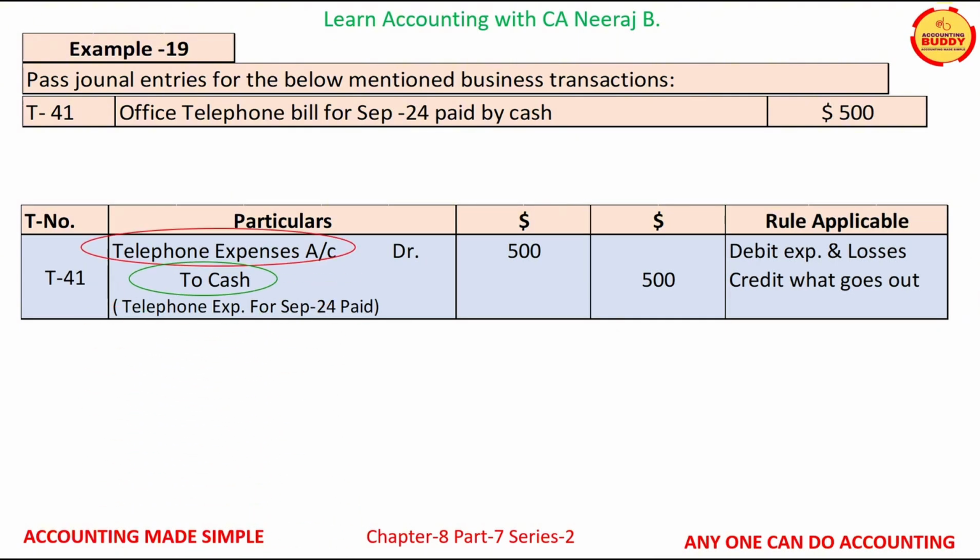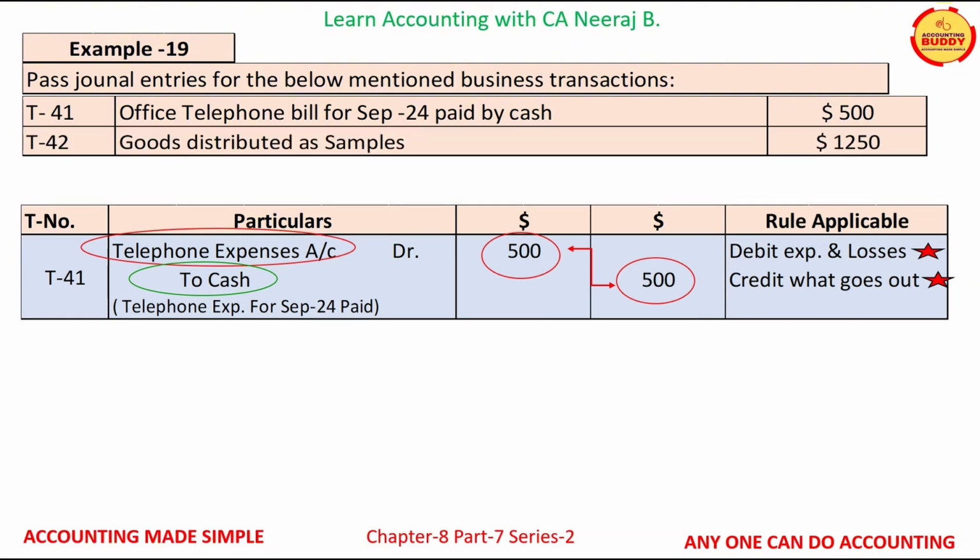Telephone expense being the business expense is debited as per nominal account rule of debit all expenses and losses. Cash is a real account, and the rule of real account is credit what goes out. Therefore, this transaction is recorded for $500 by debiting telephone expenses account and crediting cash account.